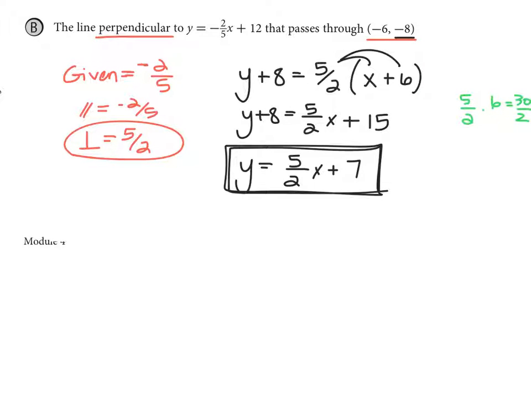So again, this equation that I've written is going to pass through the point negative 6, negative 8, and it's going to be perpendicular to this original line that they gave us, so that if we plotted both of them on the same graph, they would end up intersecting in a 90-degree angle.